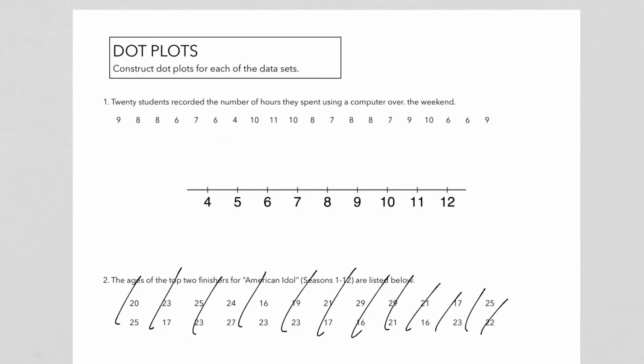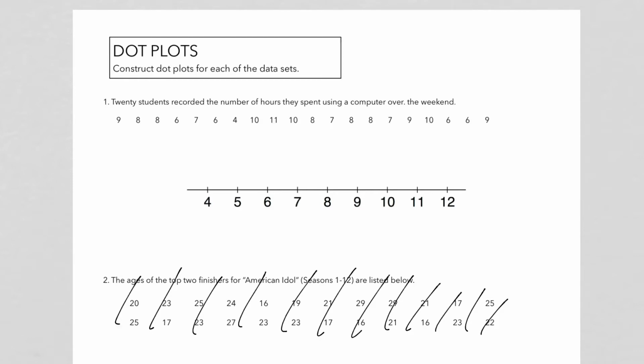All right, this is a review of how to make a dot plot. In this problem, we have 20 students who recorded the number of hours they spent using a computer over the weekend. And we're going to plot that on this number line right here. They've set it up for us because they saw that the lowest value and the highest value would fit between 4 and 12. We wouldn't have any data that couldn't be put on the graph. But for a dot plot, it's similar to a histogram, but we're plotting individual points of data.